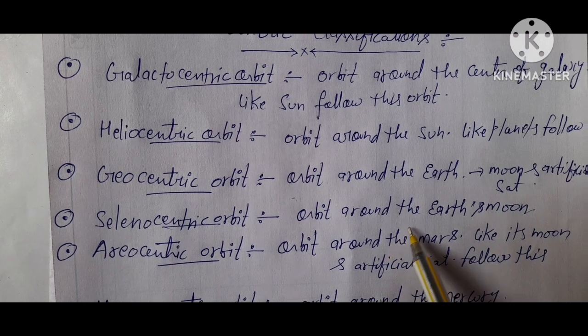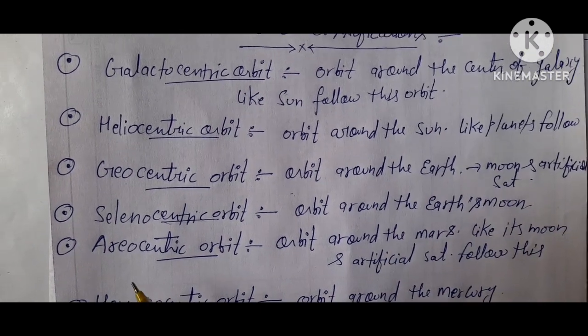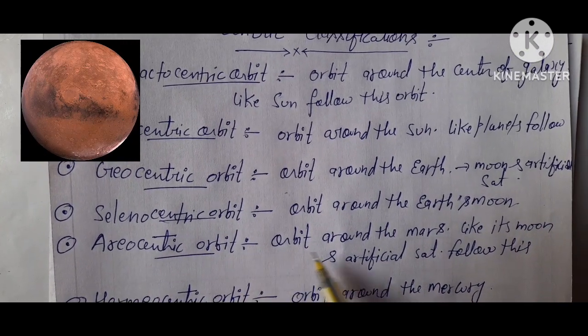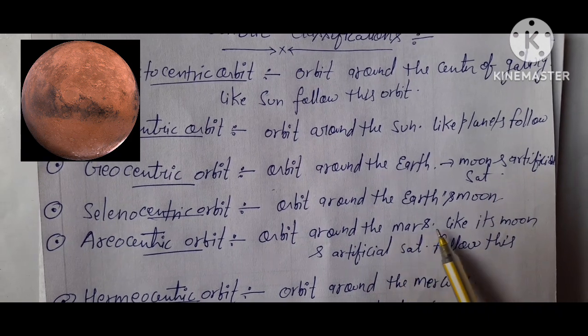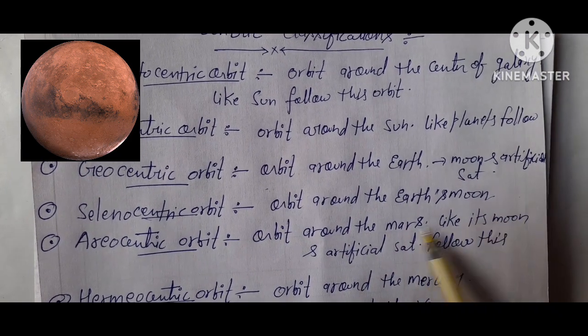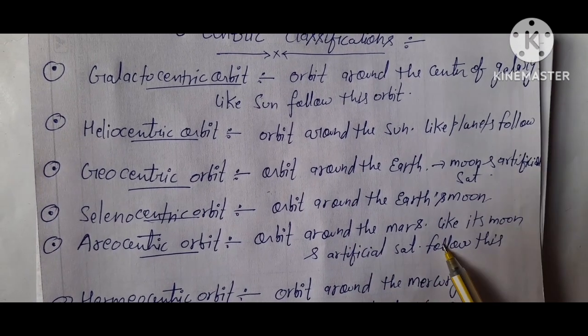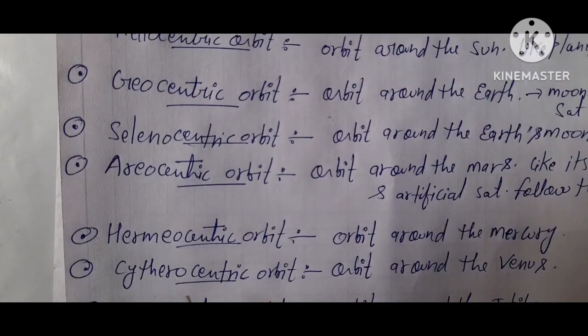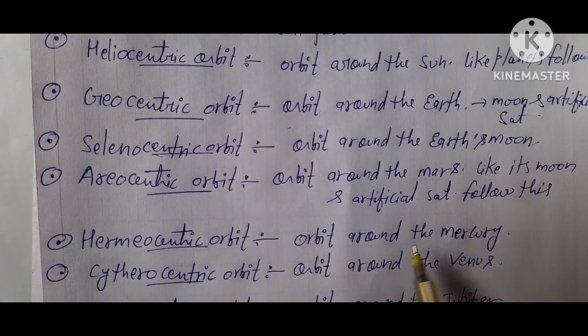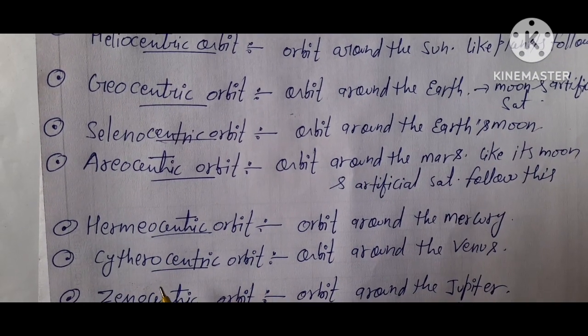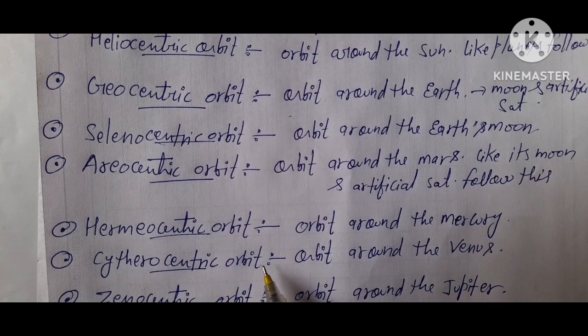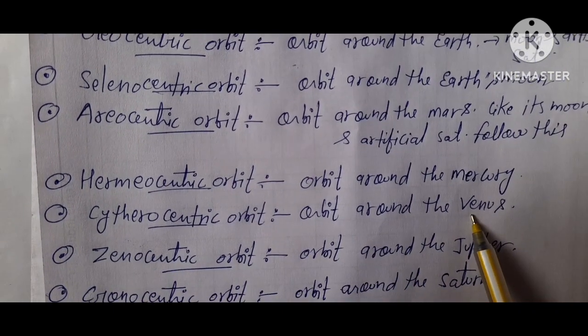Selenocentric orbit, the orbit around the Earth's Moon. Areocentric orbit, the orbit around Mars, like its moons. Mars's moons and many Mars artificial satellites follow this orbit. Hermiocentric orbit, the orbit around Mercury. Cytocentric orbit, the orbit around Venus.